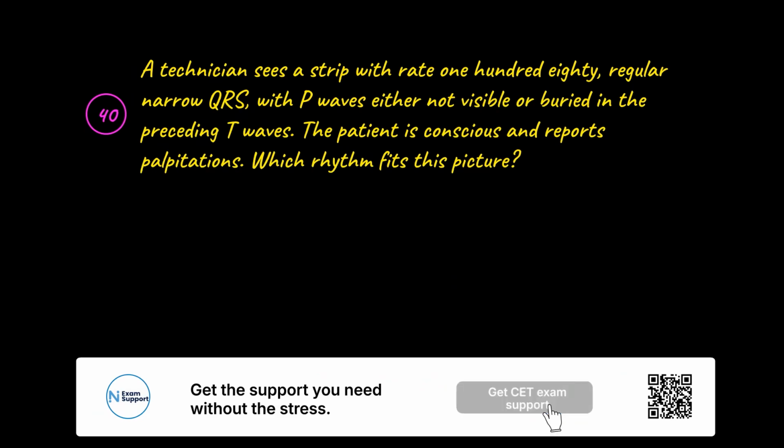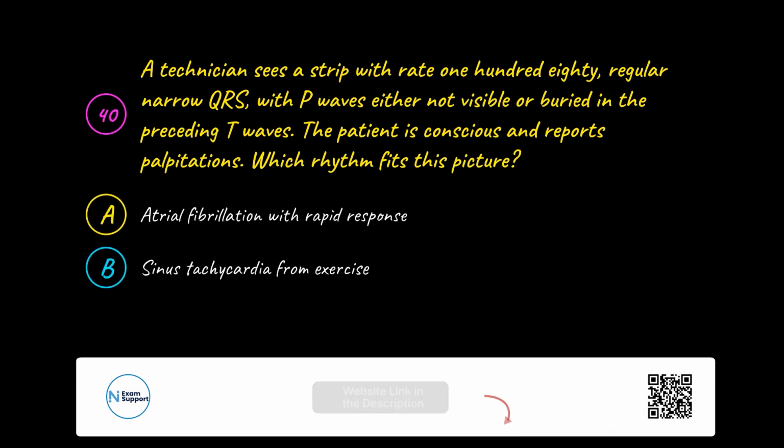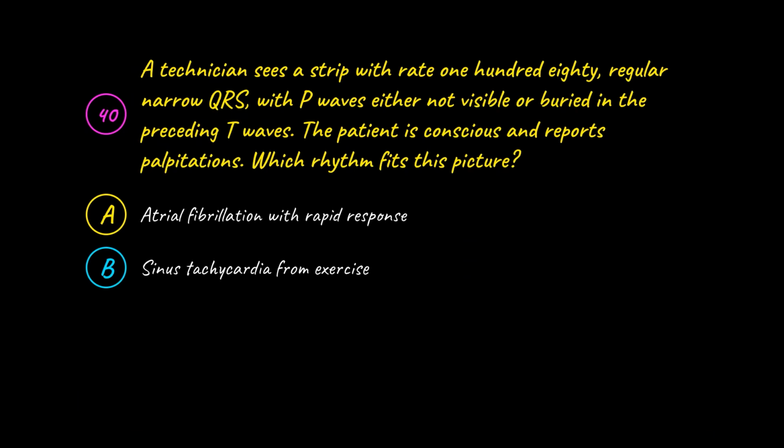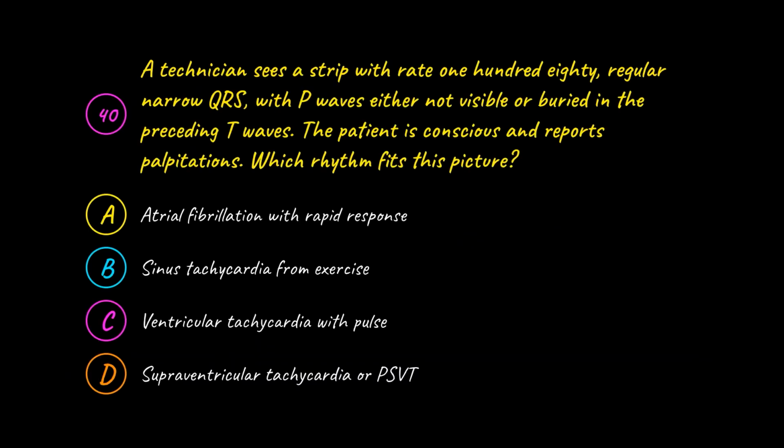Your options are A. Atrial fibrillation with rapid response. B. Sinus tachycardia from exercise. C. Ventricular tachycardia with pulse. D. Supraventricular tachycardia or PSVT. Got a guess? Lock it in.